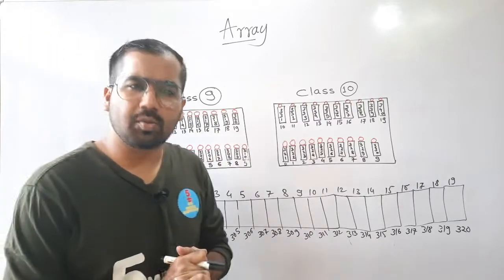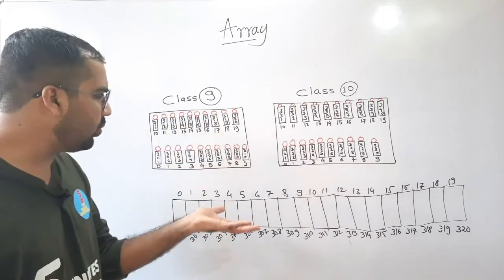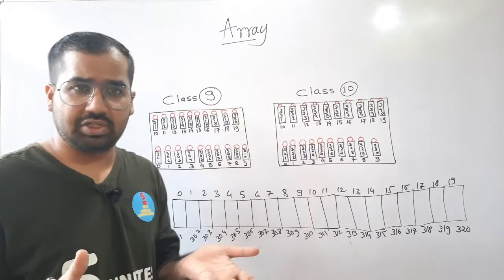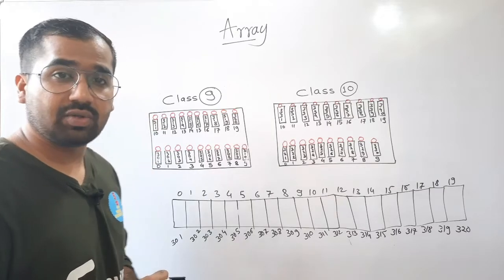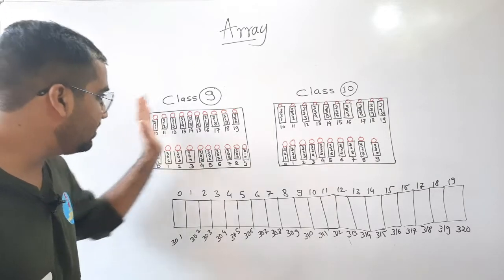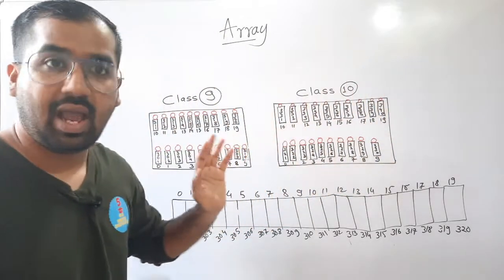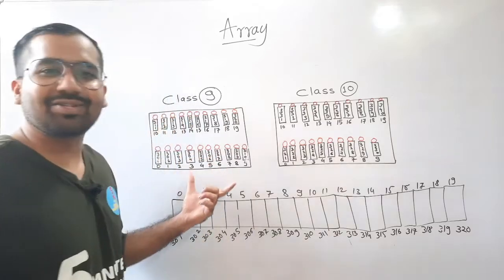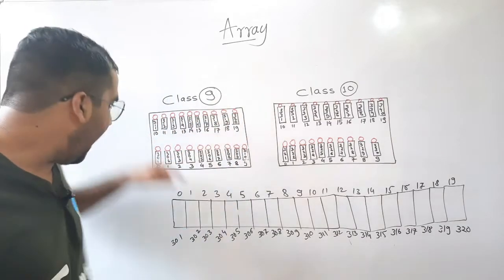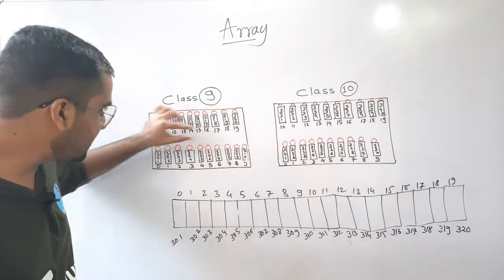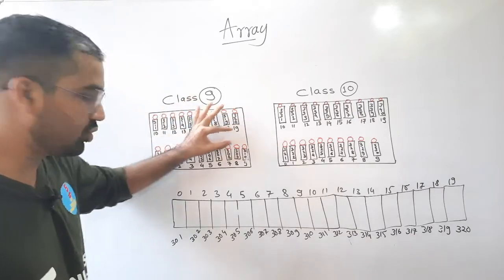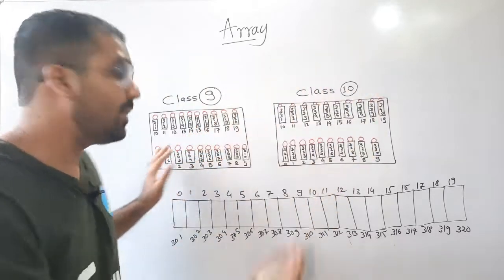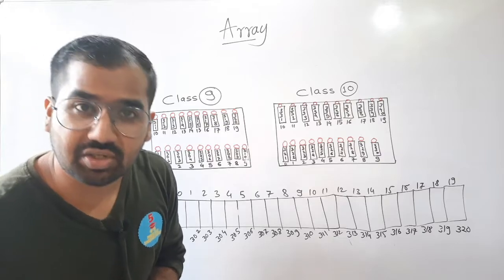Now one thing would be coming to your mind: what is the relation between this example and the array data structure? There is a very interesting relation I would like to tell you. These classes are nothing but arrays. This classroom is nothing but an array data structure, and the students sitting here, the red circles, are symbolic representations of the students. So these are nothing but the data elements, or what we call array elements, stored in your array data structure. Simple as that.